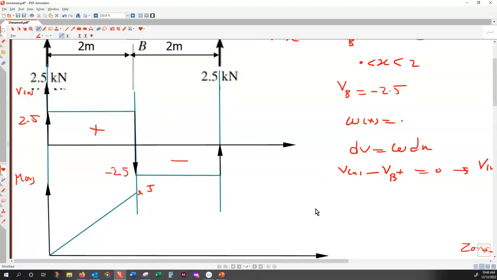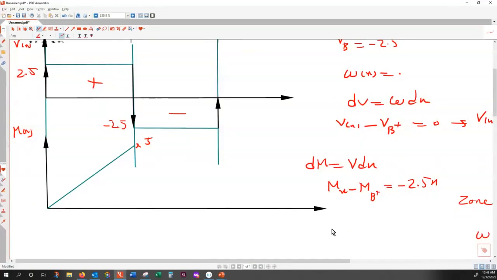And for the second zone, how do we write the M of x? That is dM is equal to V dx. So M of x minus M of B plus is equal to minus 2.5x. M of B plus is equal to 5. If you bring that to the right hand side, the equation for M of x is minus 2.5x plus 5.